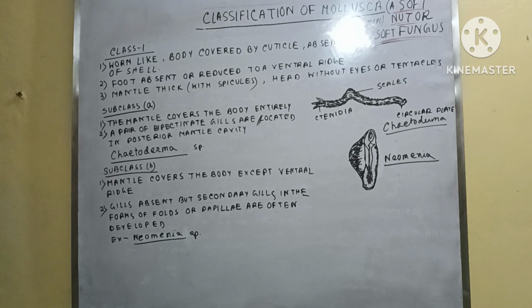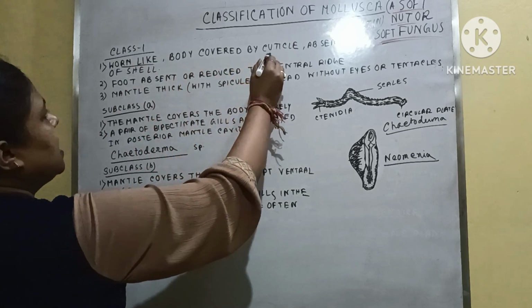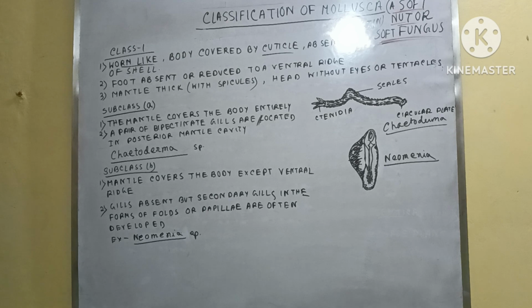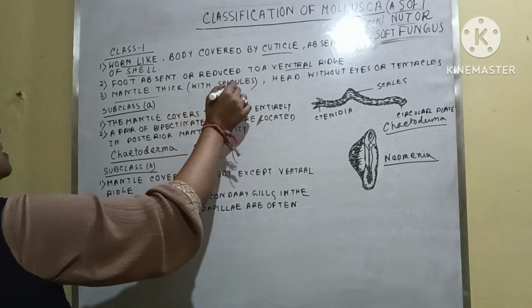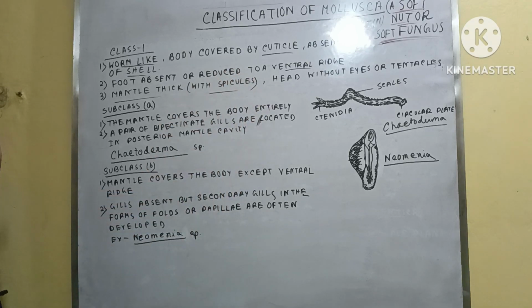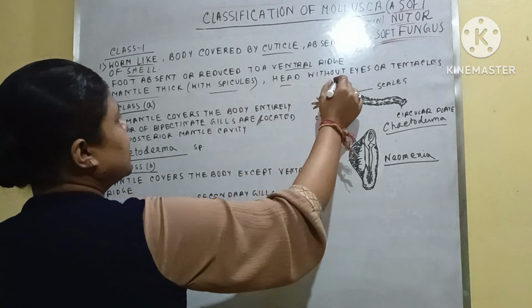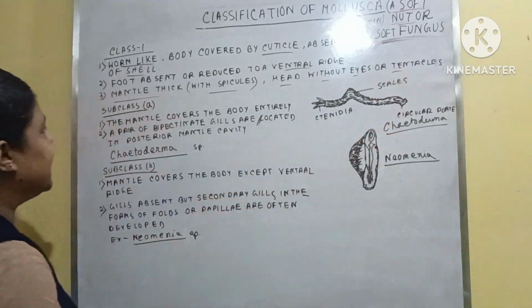Okay, so the first class is Placophora. What are the features of the Placophora? It has a worm-like body, generally covered by a cuticle, and absence of shell. There is no shell. Foot is absent or reduced to a ventral ridge, and the mantle is present, in some cases with calcareous spicules, and the head is without eyes or tentacles.